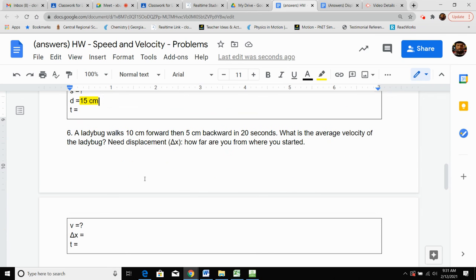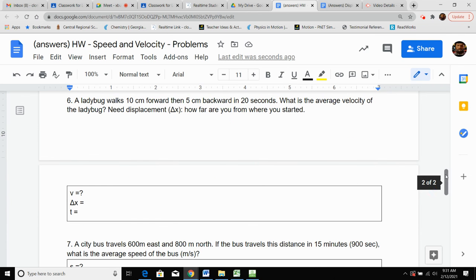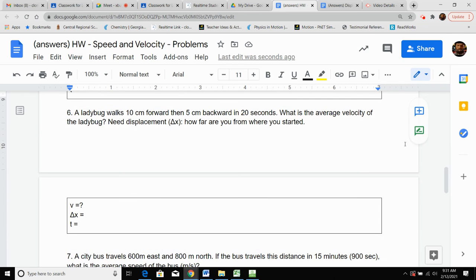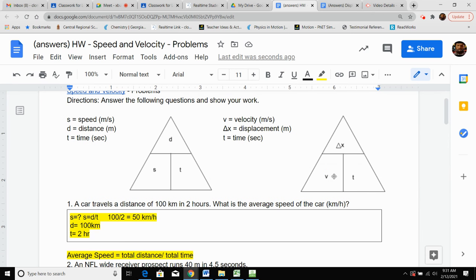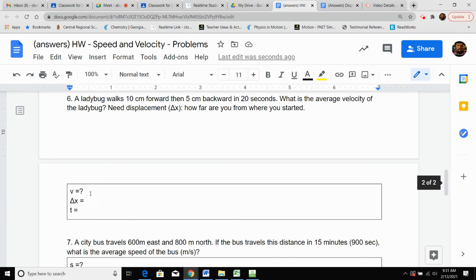But now I want to look at number 6. It's the same motion, the same kind of trip, but now instead of average speed, they're asking you for average velocity, v. So if I went up to the triangle in v, right, cover that up, I have to do delta x divided by t. So v is going to equal, I'm going to Ctrl+C that, copy this, divided by t. Okay.